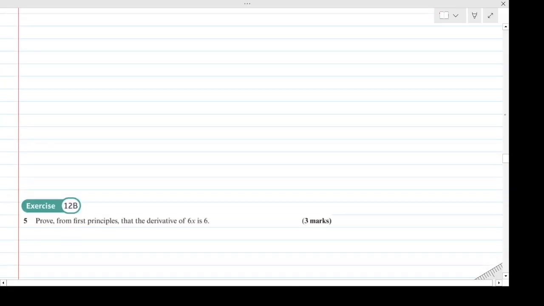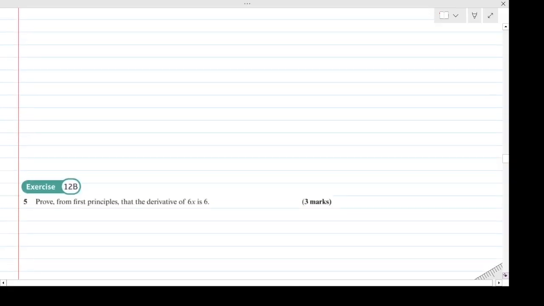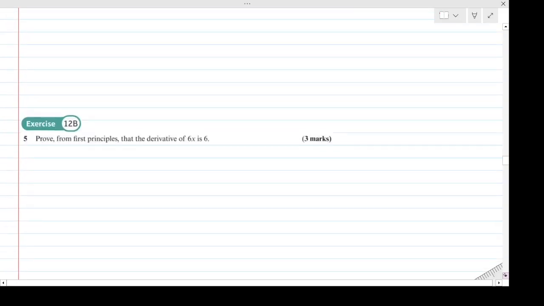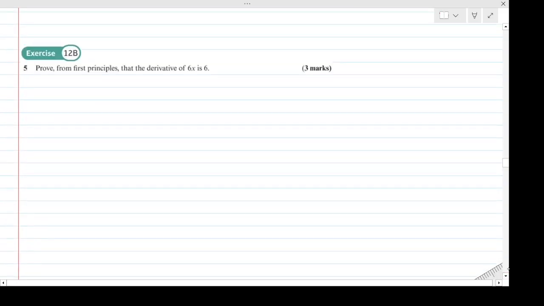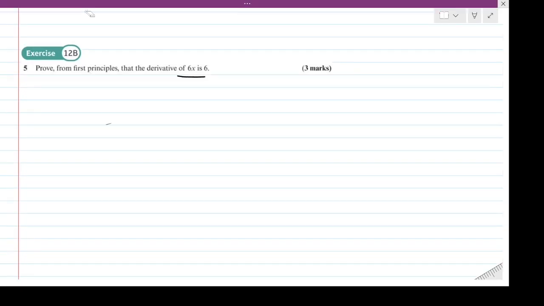So we've got some exercises then, and we're going to continue with this. It's a common exam question. It's an easy mark, so we want to try and practice this. So we're told now to prove from first principles that the derivative of 6x is 6.